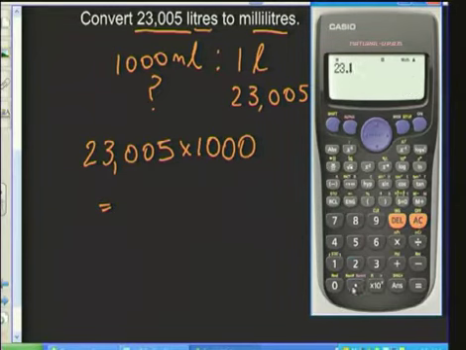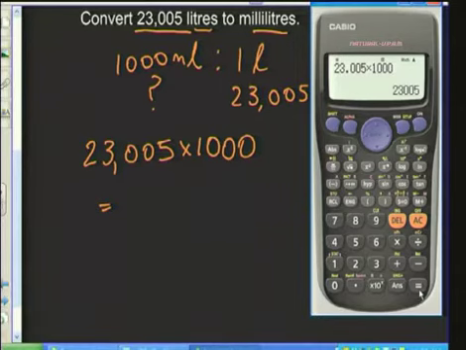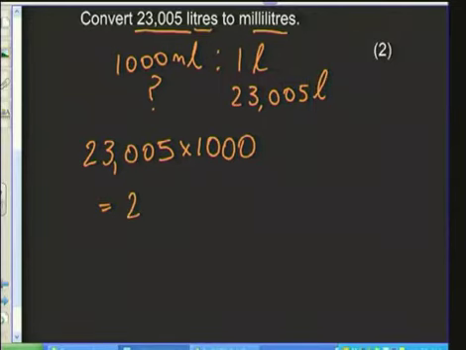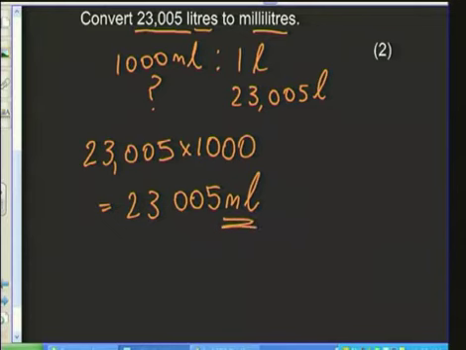You have the calculator. So get into the habit of using the calculator, even if it is something as simple as multiplying by 1,000. So our answer to that is 23,005 milliliters. And then don't forget to add your unit. In paper 1 especially, you could lose marks for just leaving out the unit.